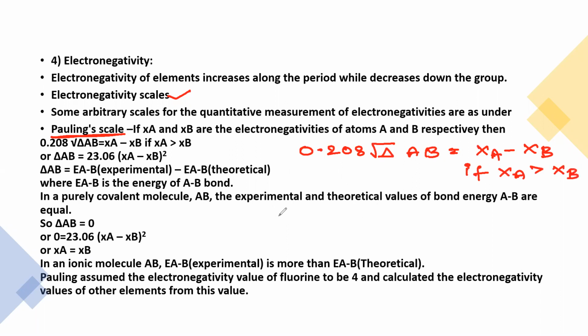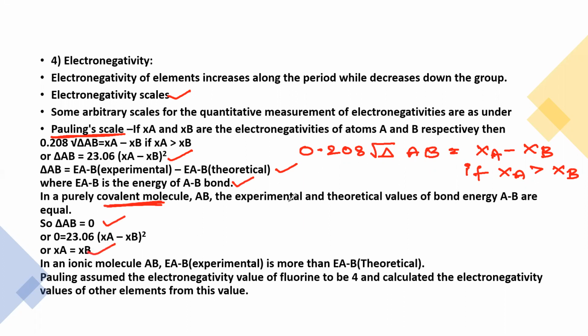Delta AB is equal to 23.06 (XA minus XB) whole square. Or simply, delta AB, which is nothing but the change in electronegativity, is equal to E of A-B experimental minus E of A-B theoretical. Here EAB is the energy of the A-B bond, a single covalent bond. In a purely covalent molecule AB, the experimental and theoretical values of bond energy of AB are equal. So delta AB is equal to 0. By this we can say XA is equal to XB.